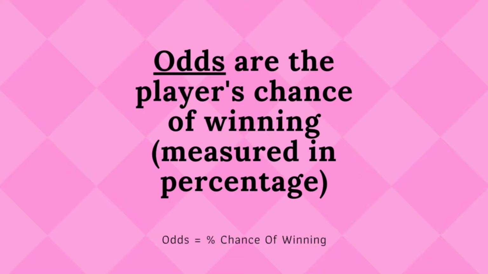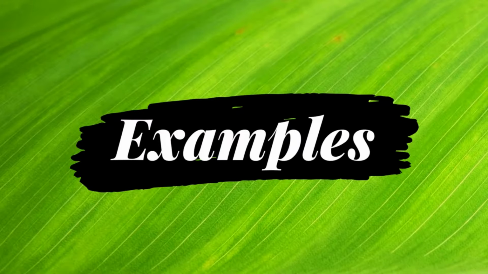The last term we'd like to discuss are the odds. The odds are the player's chances of winning, and it's measured in percentage. If you flip a coin, your chances of winning are 1 out of 2, or 50%. The odds of a machine should not be confused with the RTP of a machine, and we're going to review that in the next few slides.